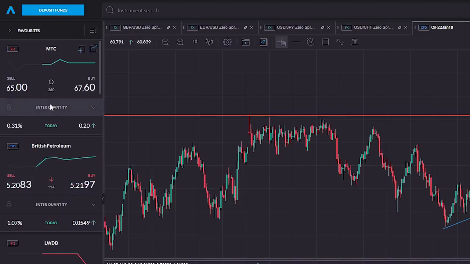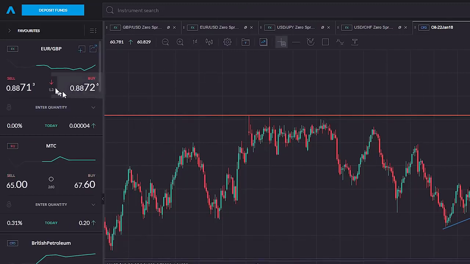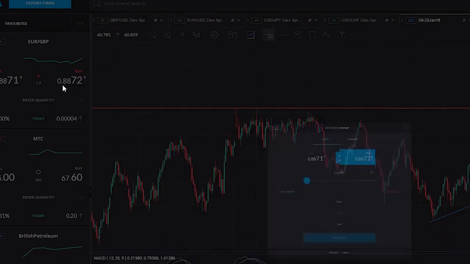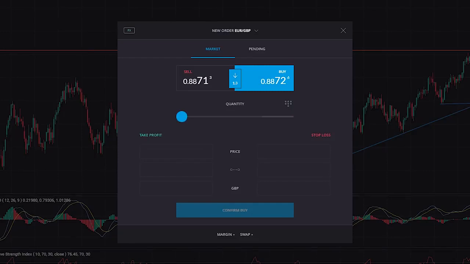And for ones that don't see the same sort of volume, we have the slightly wider spreads. The cost of doing business is a bit more. Let's take a look at a popular currency pair, euro sterling. Let's just bring up the detailed trade box for that, so we can see the spread.